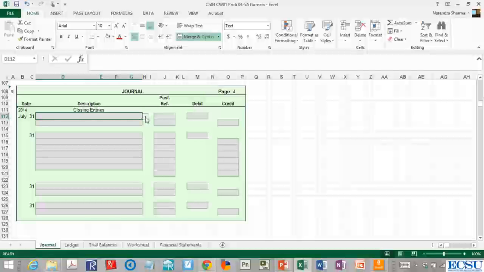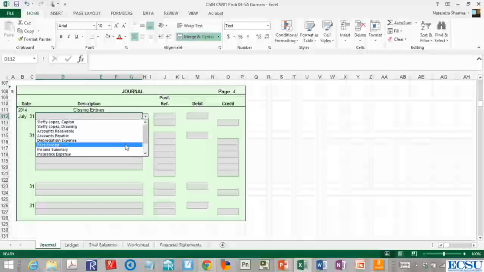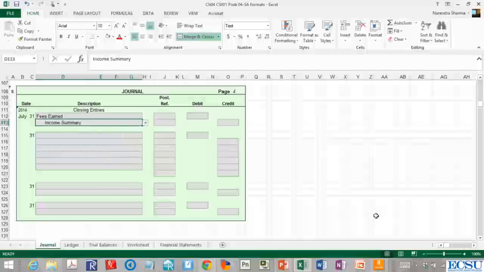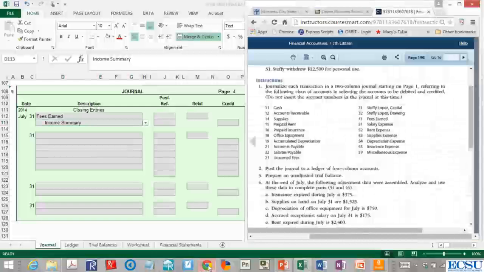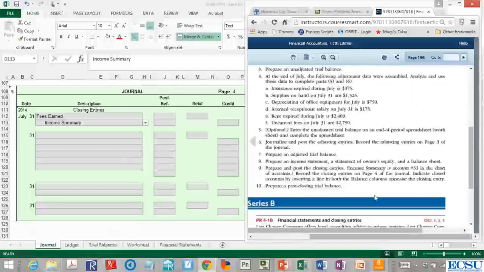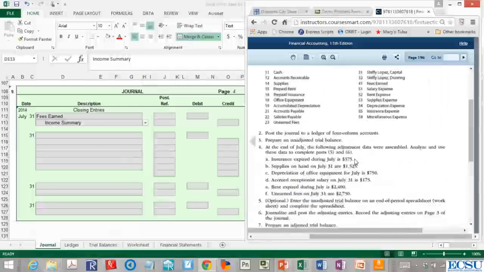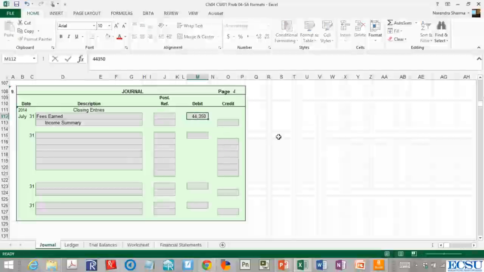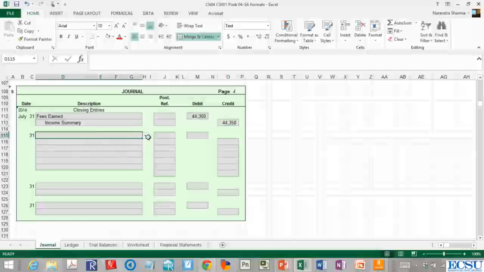Revenue is a credit balance account, and if you want to close it, you should be debiting it, and income summary would be credited. So let's debit and credit. Fees earned, of course we already know that was 41, reference, and somewhere here we are given income summary was page 34. So when we are posting it, we know that. The fees earned is 44,350.